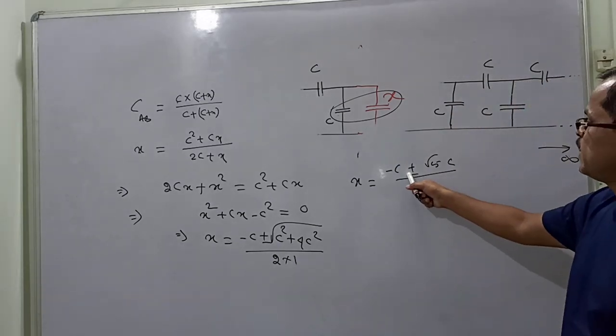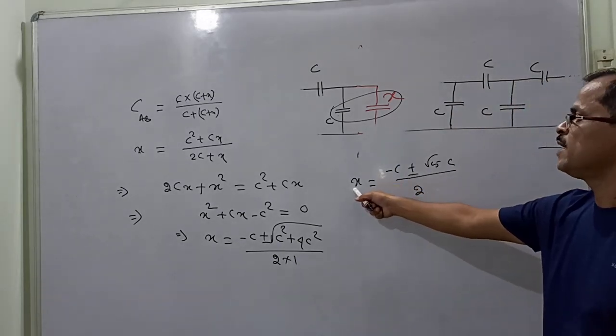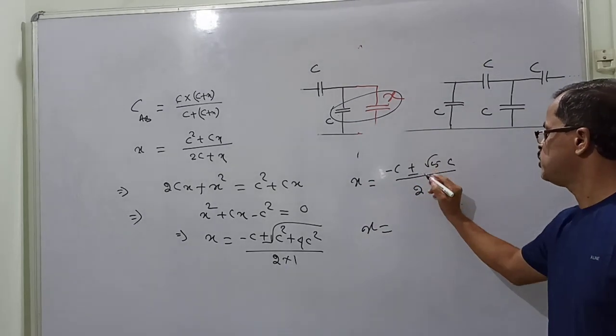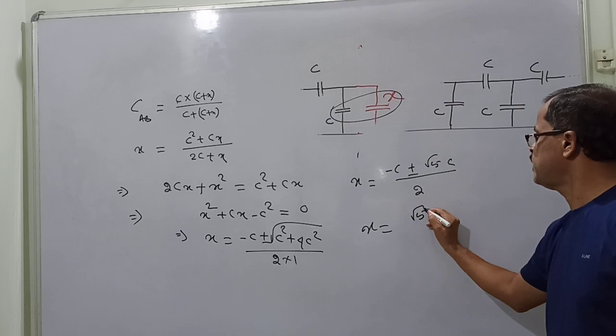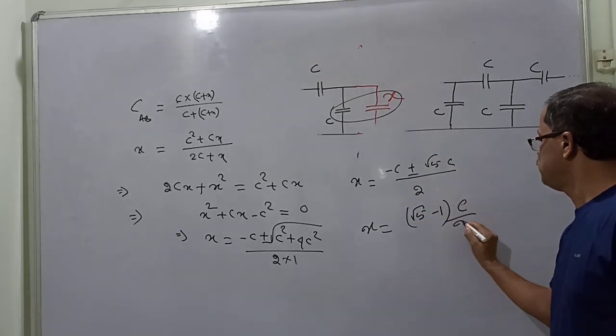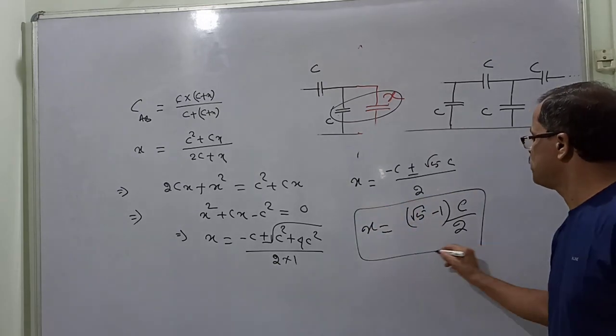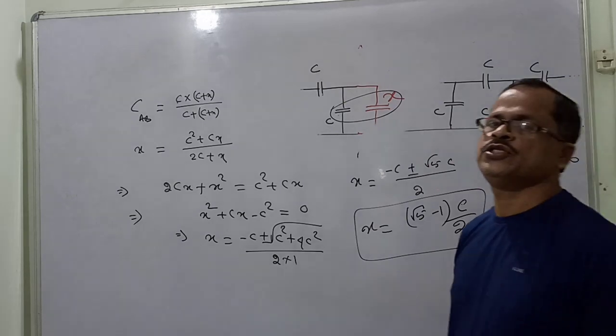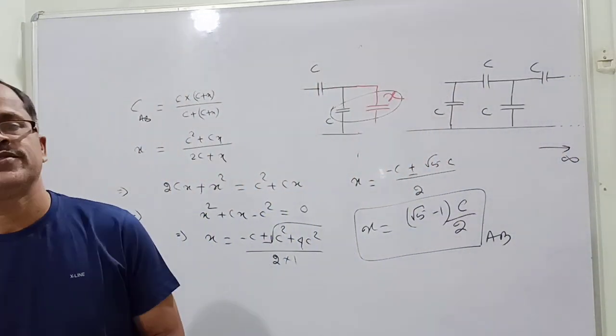If I take the negative, the capacitance will be negative, so negative cannot be taken. So the net capacitance will be positive, that is equal to root 5 minus 1, into C divided by 2. This is the net capacitance between the points A and B. This is our last question.